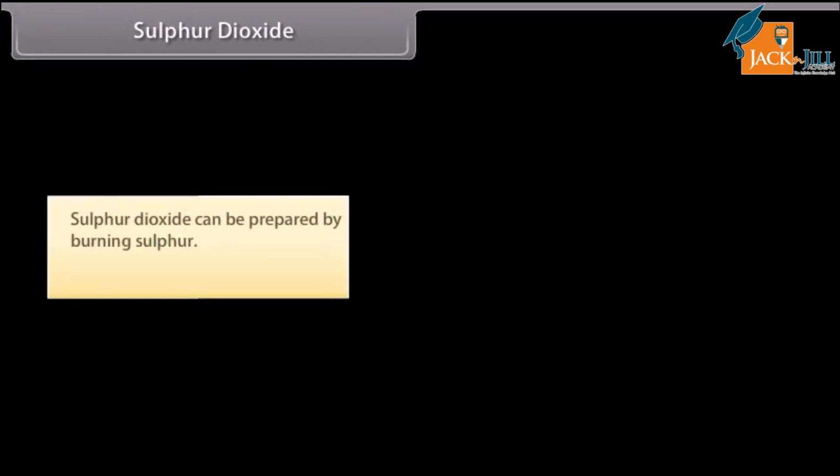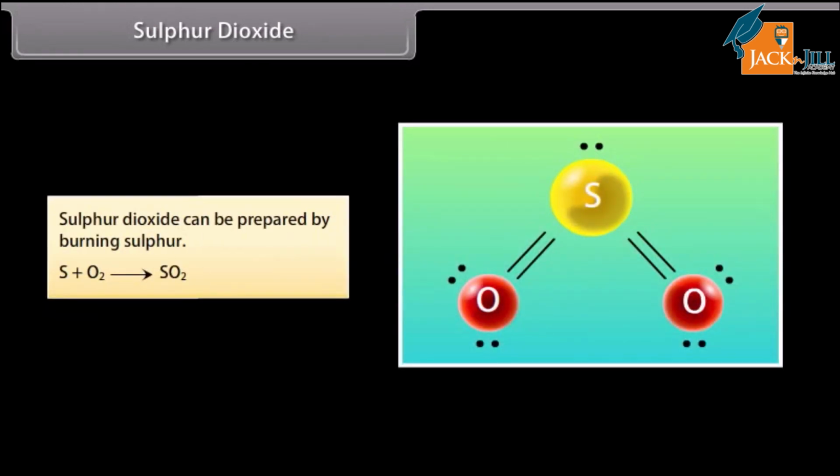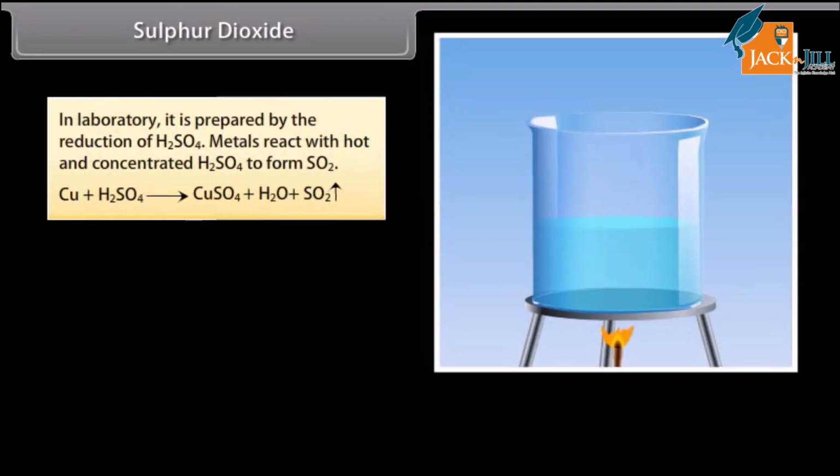Sulfur dioxide. Sulfur dioxide can be prepared by burning sulfur. In the laboratory, it is prepared by the reduction of H2SO4. Metals react with hot and concentrated H2SO4 to form SO2.